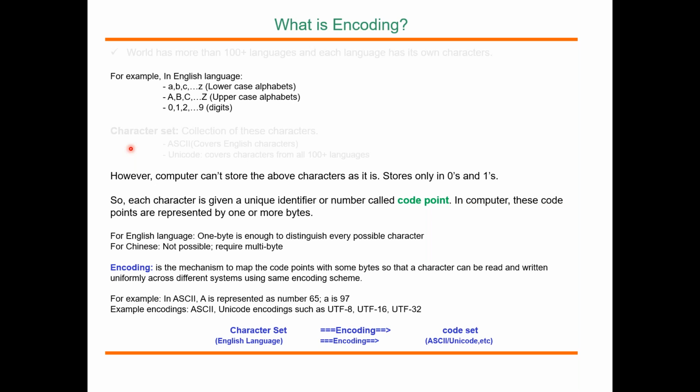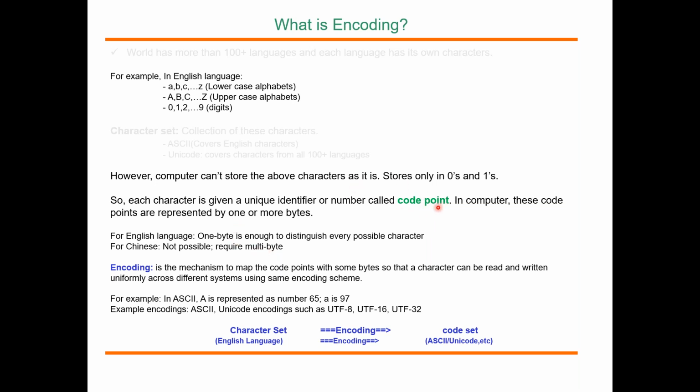However, when we actually go to store these characters in a computer, the computer does not understand these characters. What a computer understands is only zeros and ones. So each character in a character set is given a unique identifier, or a number, which is called a code point. In computers, these code points are represented by one or more bytes. If we talk about characters from the English character set, such as the alphabet A, you just require one byte. Whereas when you pick a character from the Chinese character set, you require multiple bytes. You cannot store it in 8 bits or 1 byte. You need a multi-byte character representation.